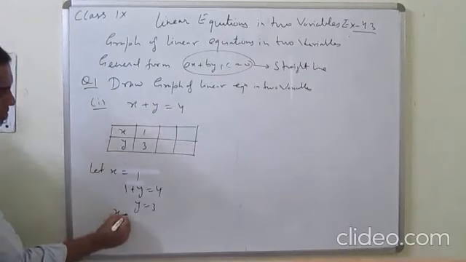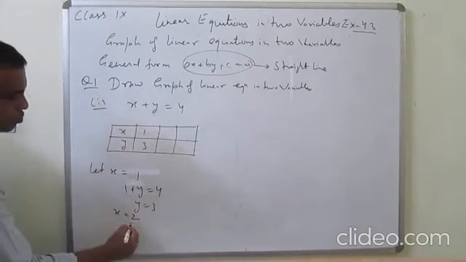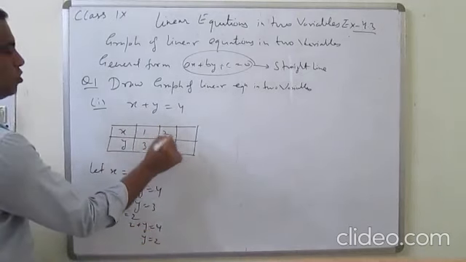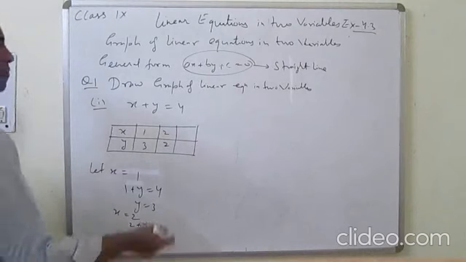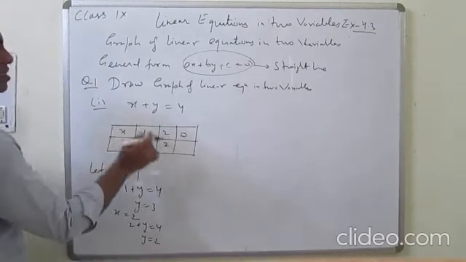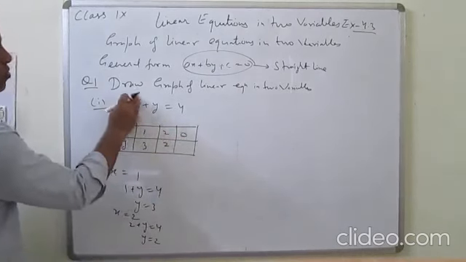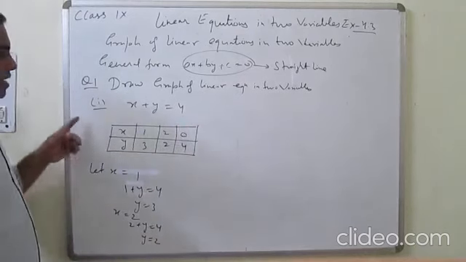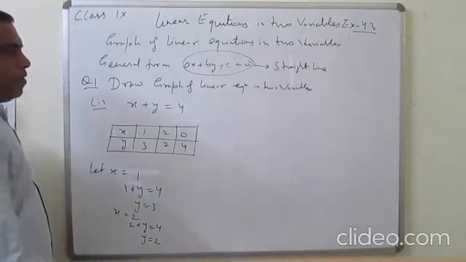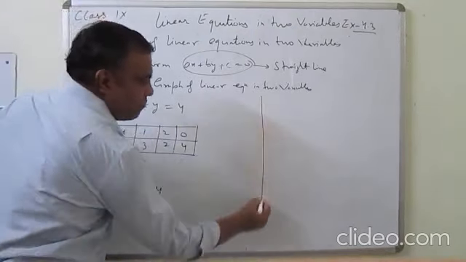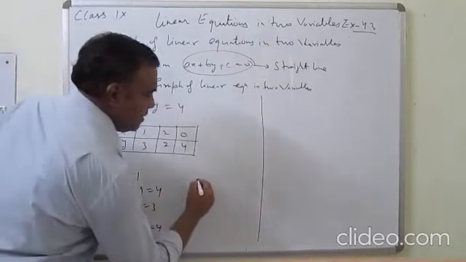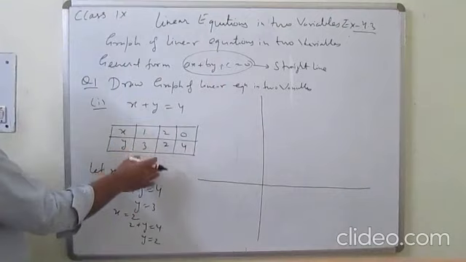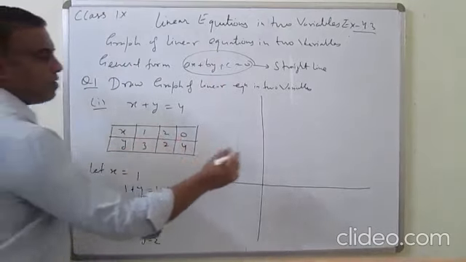Now I will take x is equal to 2. So 2 plus y is equal to 4, so y is equal to 2. Now I will take another point, say 0. If I take x is equal to 0, then y is equal to 4. Now plot these points in the graph. We will take a graph paper. I am plotting with a scale of 1 centimeter. Here we can see that no negative points are there, so the graph is plotted in the first quadrant.